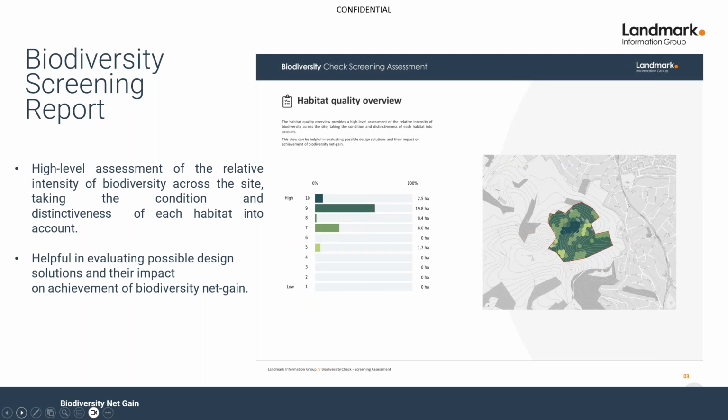On the third page, there's the habitat quality overview. So this is a high-level assessment of the relative intensity of biodiversity across the site. This takes the condition and distinctiveness of each habitat into account, and this is particularly useful for helping evaluate possible design solutions and their impact on achievement of biodiversity net gain for a particular site.